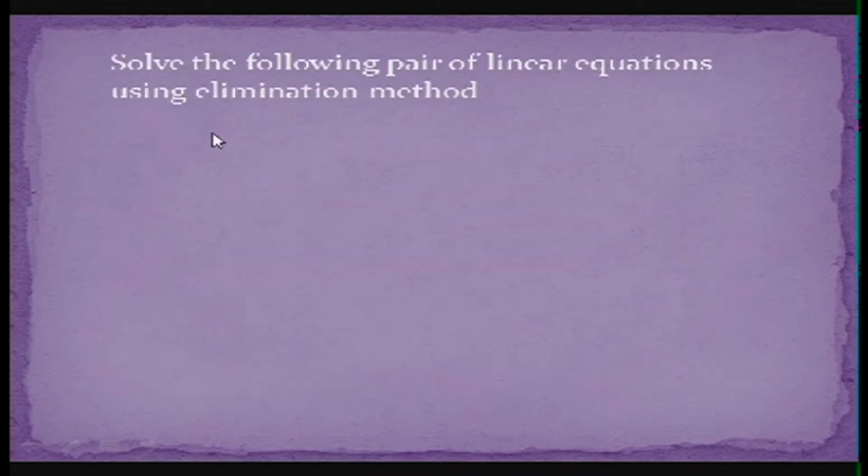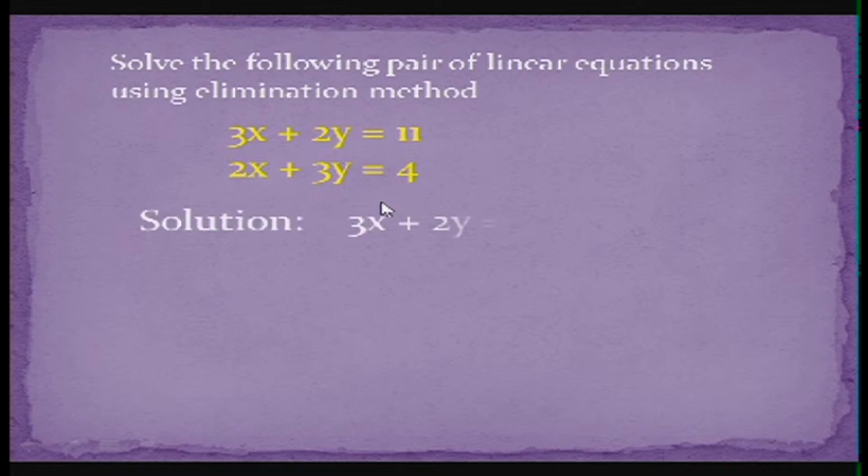Now let's learn. Solve the following pair of linear equations using the elimination method. What is given to us? We are given a pair of linear equations, 3x plus 2y is equal to 11 and 2x plus 3y is equal to 4. So, what are we going to do? We will number 3x plus 2y is equal to 11 as equation 1 and 2x plus 3y is equal to 4 as equation 2.